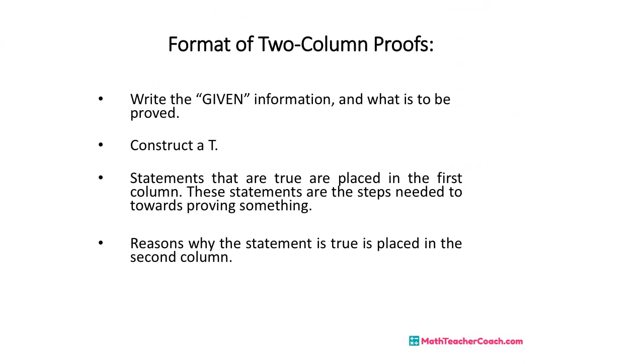Format of two-column proofs. We're going to write what we're given first, and then we make a T. When I say that, I mean it's going to look like this with your given statement first. Statements that are true are placed in the first column, and statements are the steps needed towards proving something. And then the reasons why are in the right. Okay? So what the reason is, what the move is, and the why is what we need to know for today.